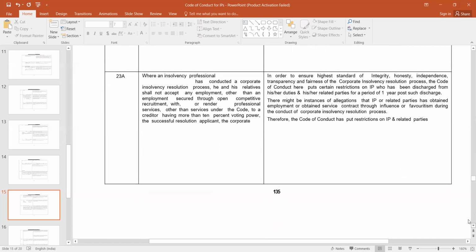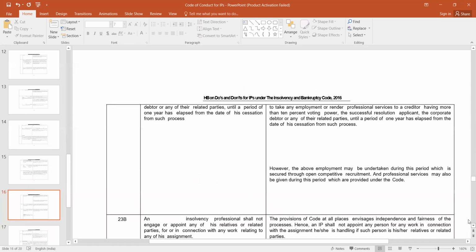To the successful resolution applicant, the corporate debtor or any of the related parties until a period of 1 year has elapsed from the date of his cessation from such process. ठीक है, 1 साल आपका हो गया, CIRP कंप्लीट हुए, उसके बाद में आप कर सकते हो, उससे पहले नहीं.